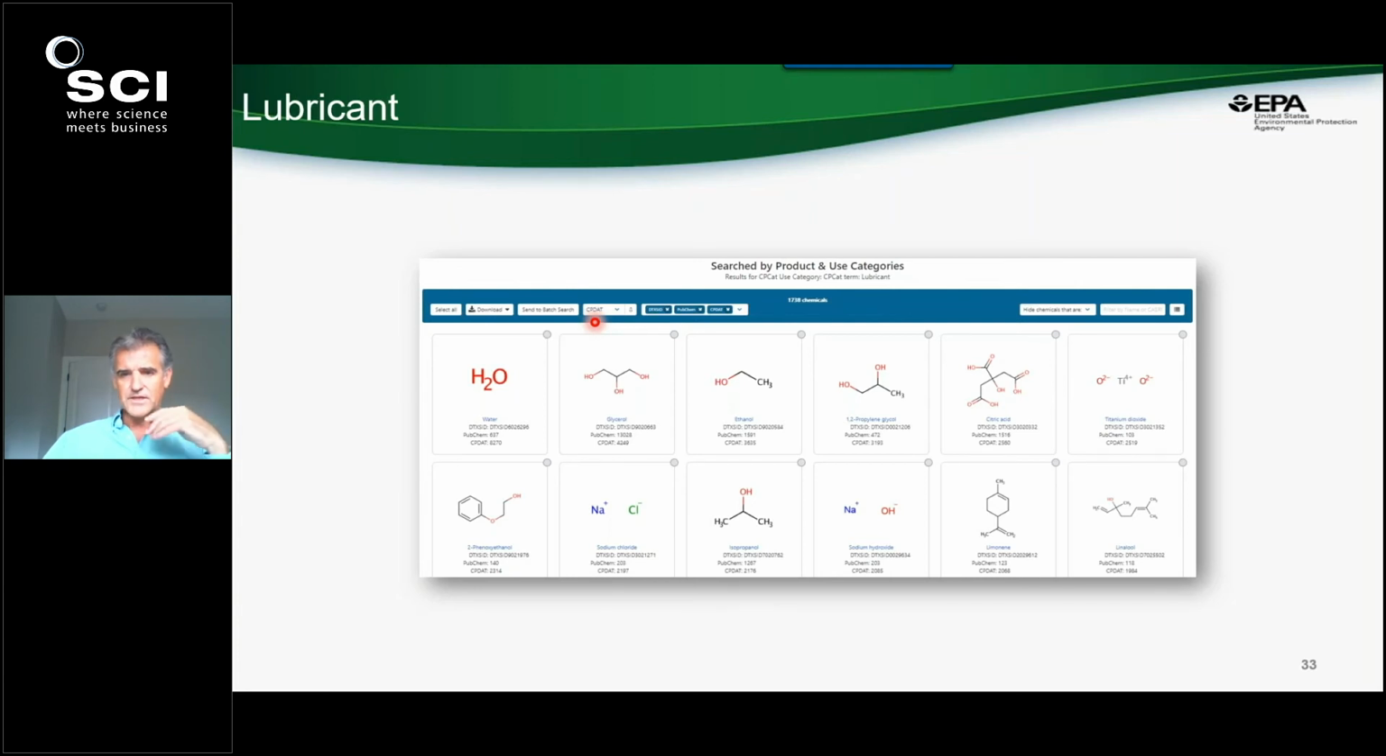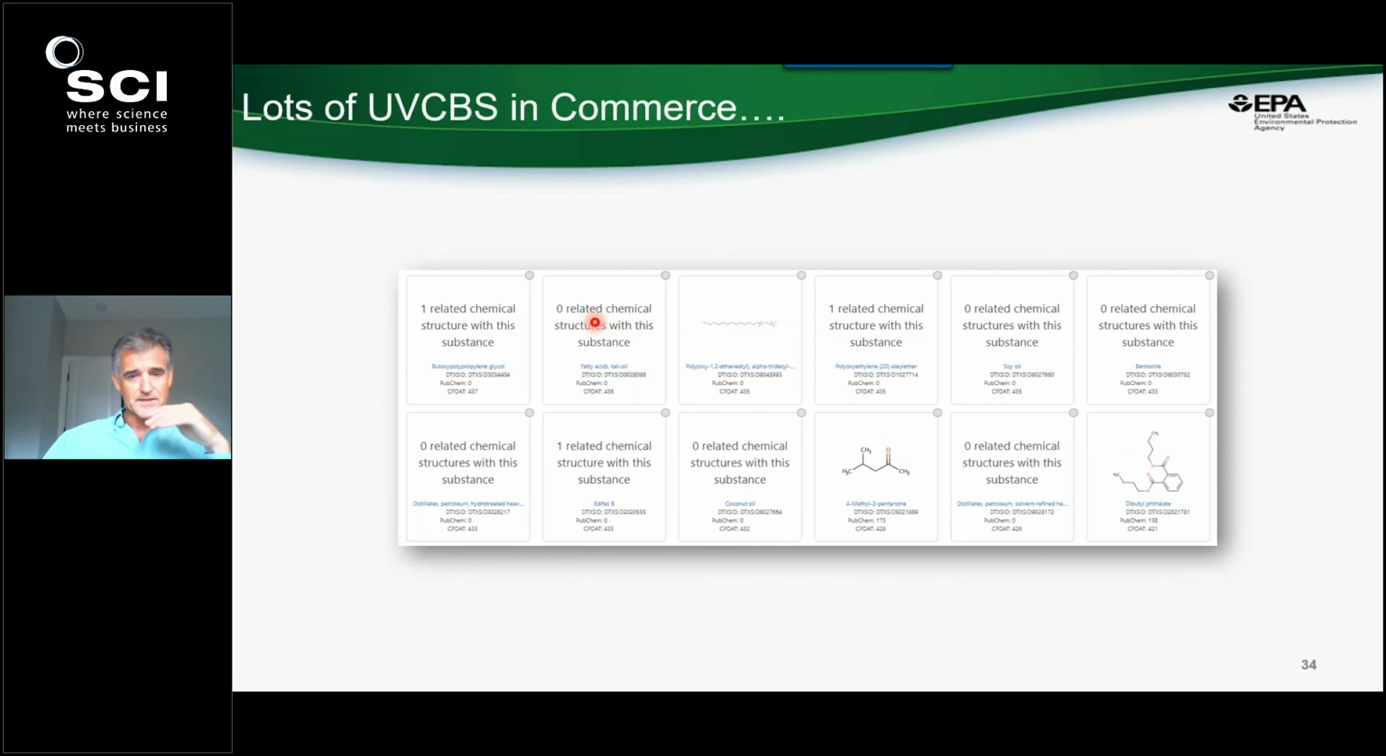And there's over 1,700 of these chemicals associated with lubricant. And as I mentioned, lots of UVCBs in commerce. So some are structures, some of these complex chemicals. And so we see here soy oil, fatty acids, tall oil, etc., etc.